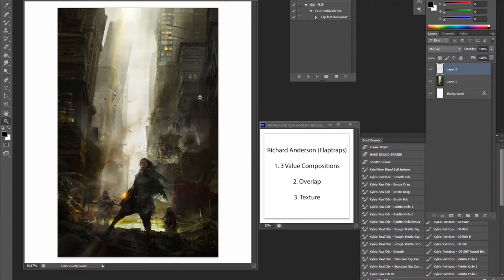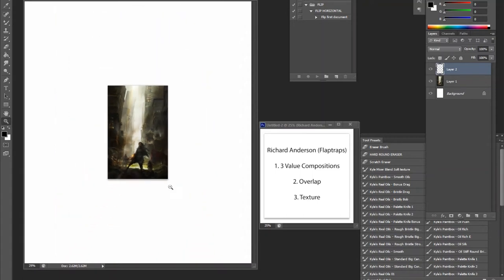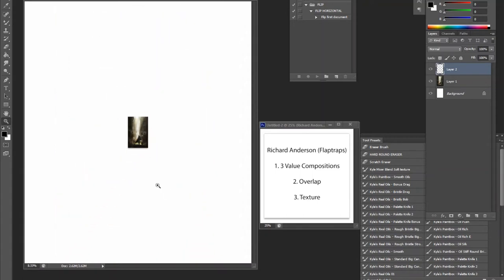So Richard Anderson's style, in a way, he simplifies a lot of stuff, but he doesn't break that sort of three-value composition. And one way, again, to look into this type of thing is really just zoom out. When you're zooming out of a painting, or if you're doing a traditional painting, you just walk backwards, you realize you don't see any of the details anymore. You only see things in very simple terms.